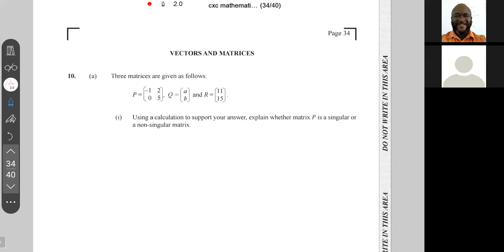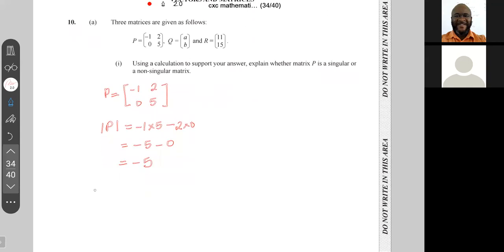Well, guys, if a matrix is singular, its determinant is equal to 0. So let's find the determinant of P. So P is the matrix -1, 2, 0, 5. The determinant of P is going to be -1 times 5 minus 2 times 0. So this is -5 - 0. The answer here is -5.